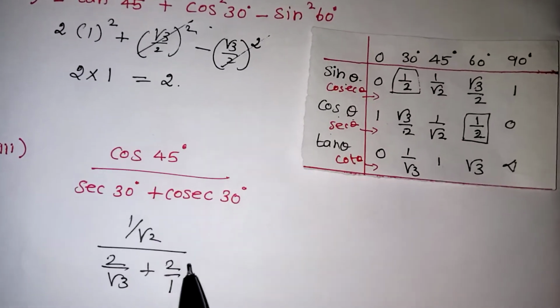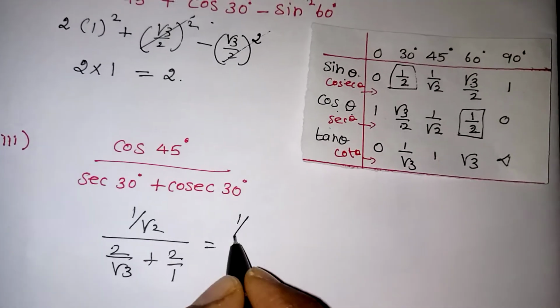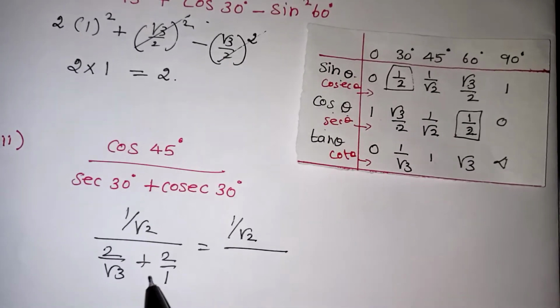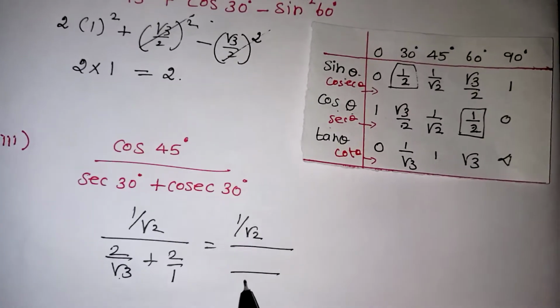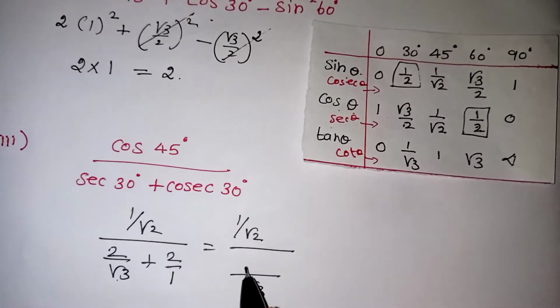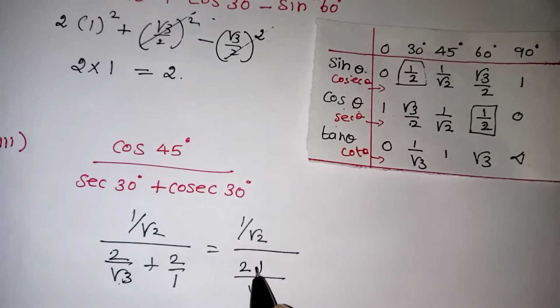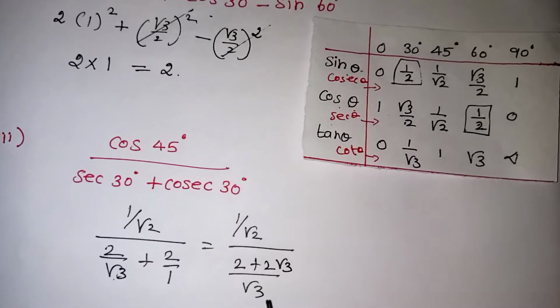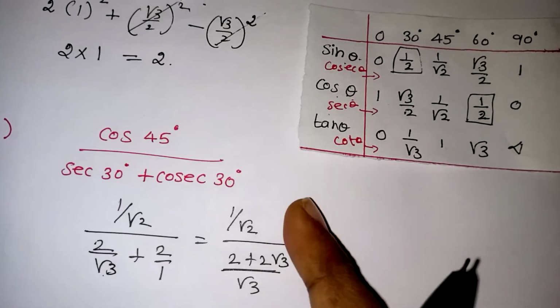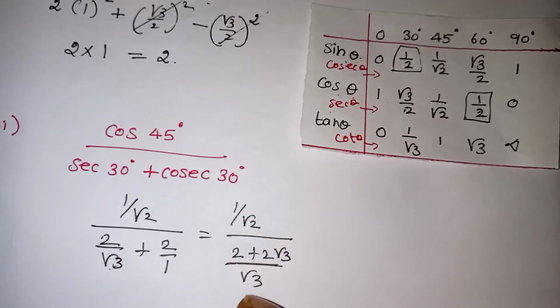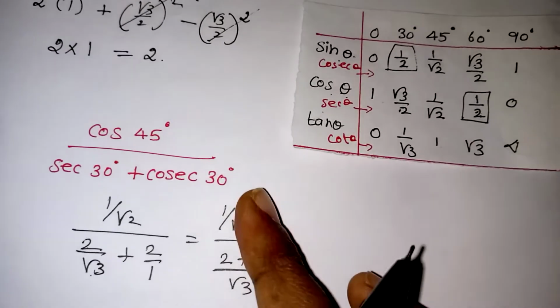So here we need to take the LCM. The numerator you keep as it is. Denominator, for root 3 and 1 the LCM will be root 3 only. So 1 into 2 is 2, 2 into root 3 will be 2 root 3 we have to write. Now the denominator, whenever we are having this, is actually called a complex fraction. We have numerator, denominator.